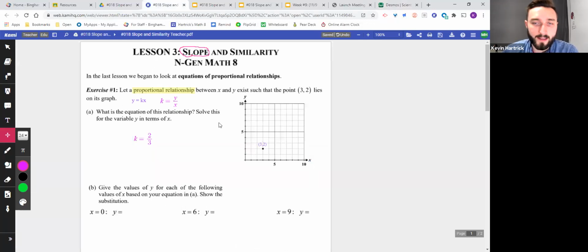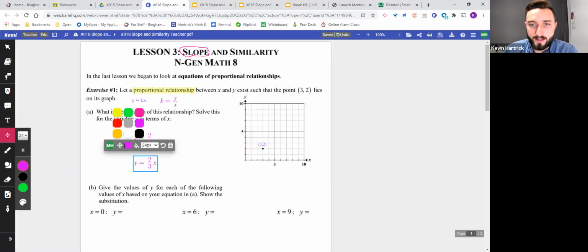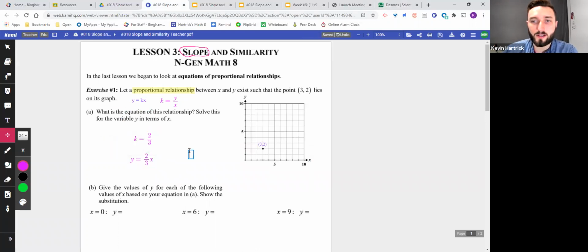So now that I know my k, that was super simple and easy, I'm just going to substitute the k in for my equation so that I now have the equation of this relationship. So this is the proportional relationship. I put 2/3 in for k. And now this equation could tell me any other point on this graph, any other point on this line. We know that proportional relationships are lines. This is going to end up being a line, right?